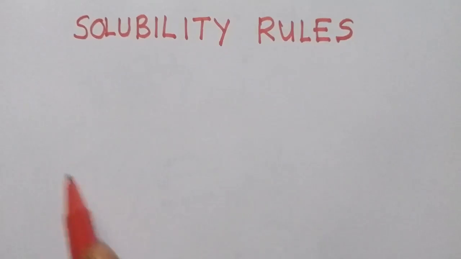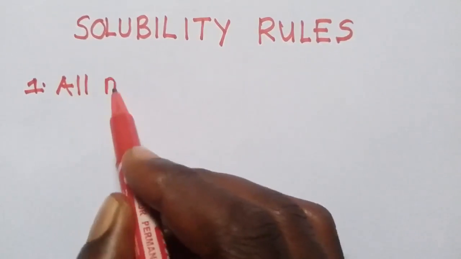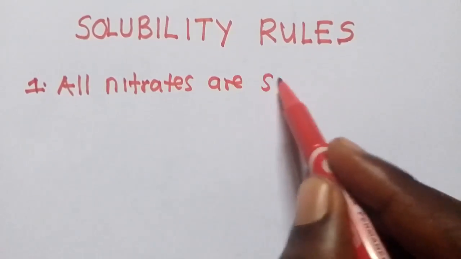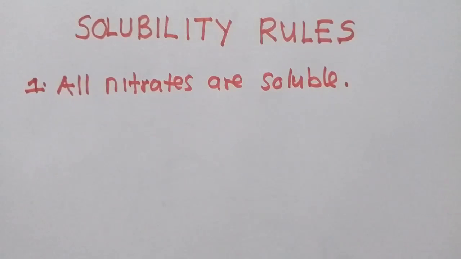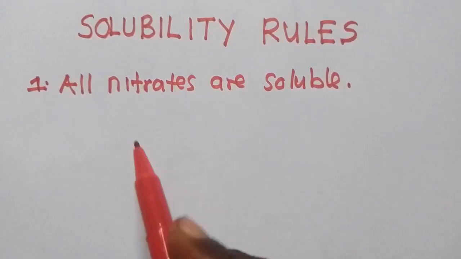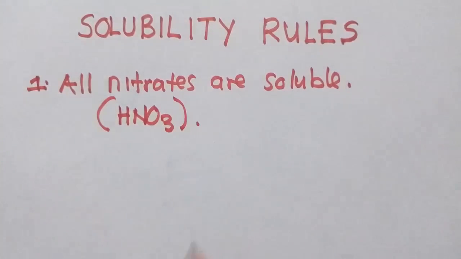Rule number one, what you need to understand, is that all nitrates are soluble. So all nitrates are what? Soluble. So any salt where there is nitrate, just know that that salt is a soluble salt. Any salt that will contain a nitrate in it, you know what nitrate is.